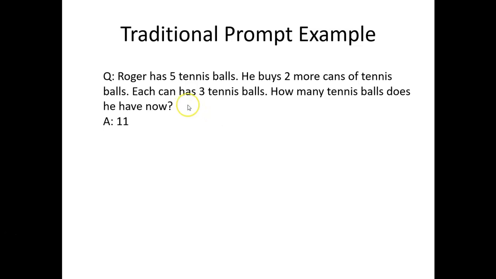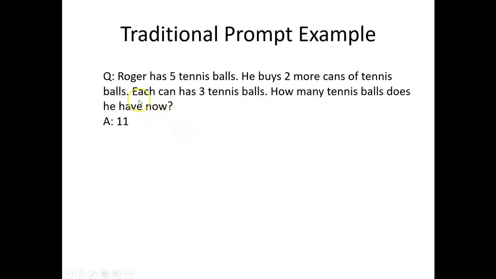Now let's see the difference between traditional prompting and chain of thought prompting with an example. In a traditional prompt, you ask a question and AI gives you a direct answer. For example, Roger has 5 tennis balls. He buys 2 more cans of tennis balls. Each can has 3 tennis balls. How many tennis balls does he have now? Traditional prompting would say the answer is 11.